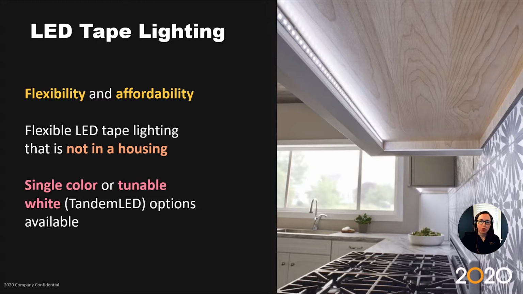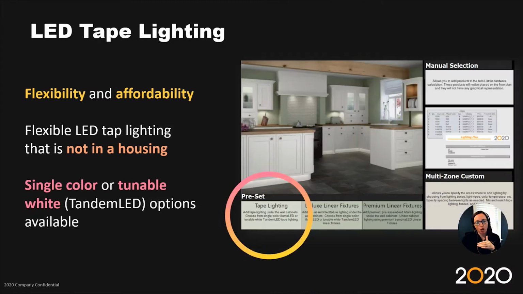So I'm going to show you a couple slides, and then we're going to jump into the software so you can actually see this in action, because at the end of the day, it's so much easier to show it. But if you're ever looking to specify this tape lighting, let's say like under your wall cabinets, it's going to be really easy to do because they've created a preset right inside the Lighting Wizard. You'll notice the very first preset is literally just called tape lighting. So we could pick that very simply.